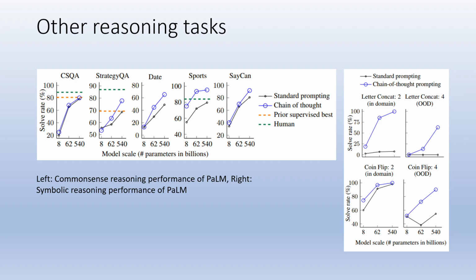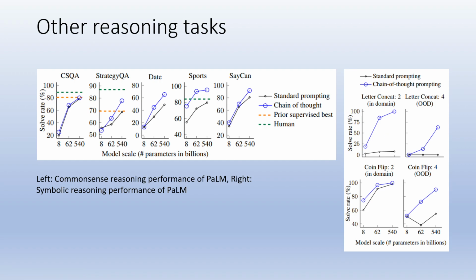Say X tossed it once, Y tossed it once. What is the state of the coin now? So we see that there is in-domain and out-of-domain testing. In in-domain testing, the test is performed on two steps, and the exemplars that are given are also two steps. So it's almost like a toy task, but we still see that at least in the first case, standard prompting does not perform well at all, and chain of thought prompting performs extremely well.